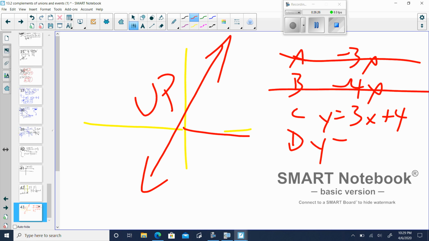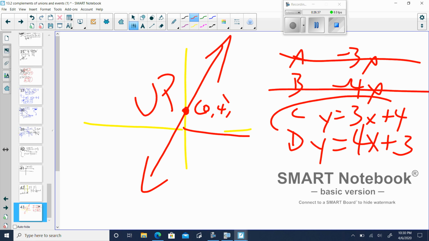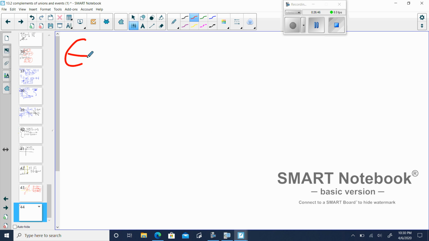So y equals 3x plus 4, y equals 4x plus 3. Well, let's take a look at our y-intercept. The y-intercept up here is (0, 4), so 3x plus 4, guys. 3x plus 4. Boom. Let's go ahead and do extra practice.